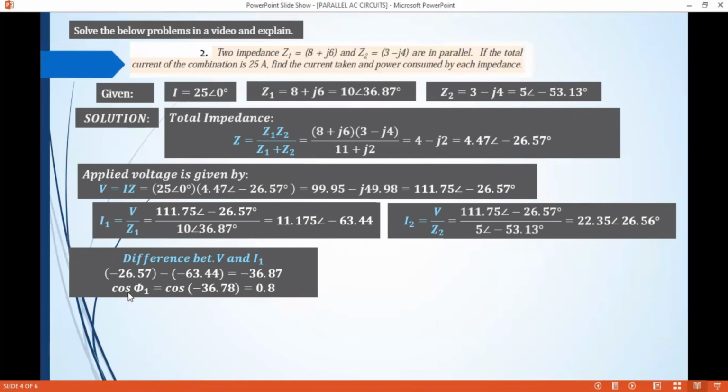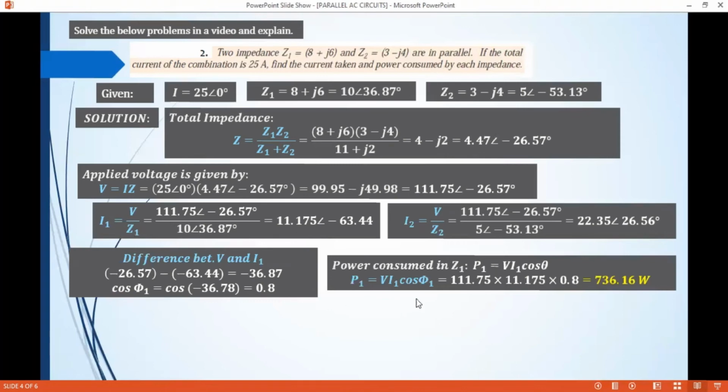So to get this, we will use cosine phi. This is the symbol for phi. So cosine phi 1 is equal to cosine negative 36.87. So the answer is 0.8. That is for the cosine phi.